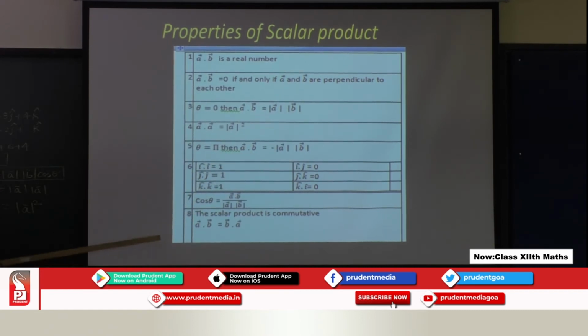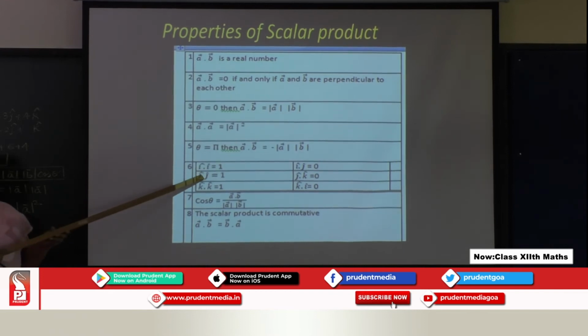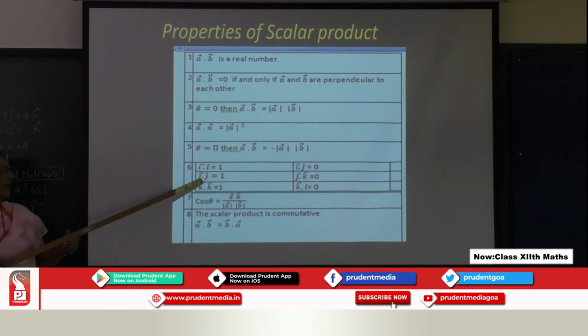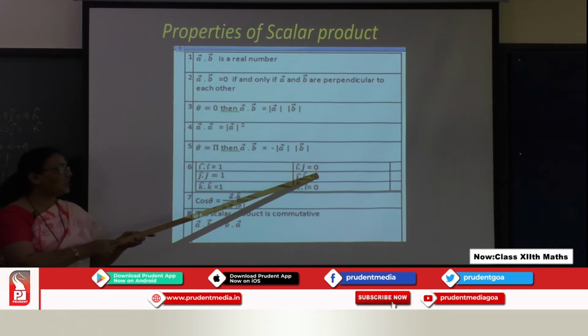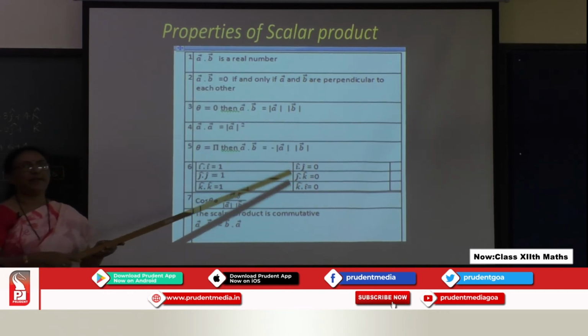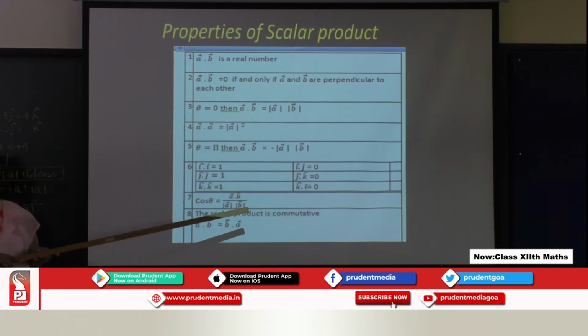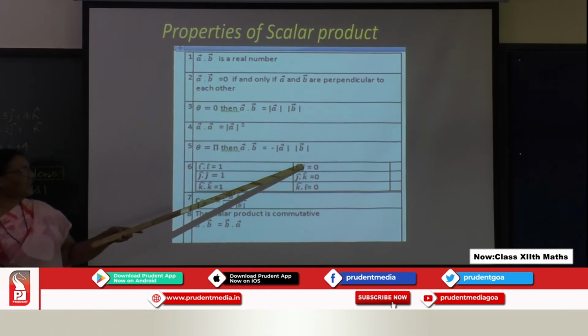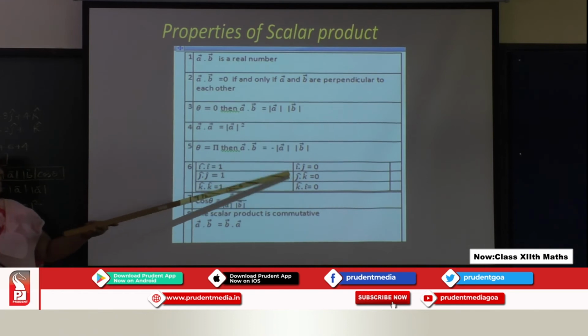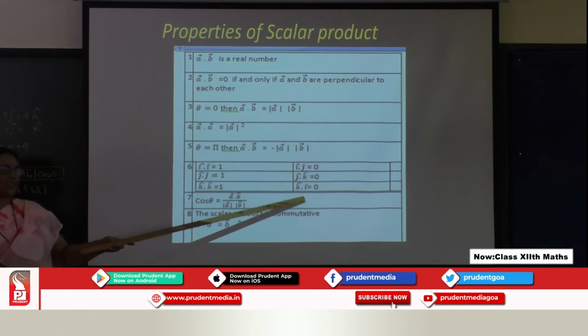Now, we had just seen that I dot I is 1, J dot J is 1, and K dot K is 1. But I dot J is 0 because they are perpendicular. Vector I is along the x-axis and vector J is along the y-axis. They are perpendicular, that's why the dot product is 0.